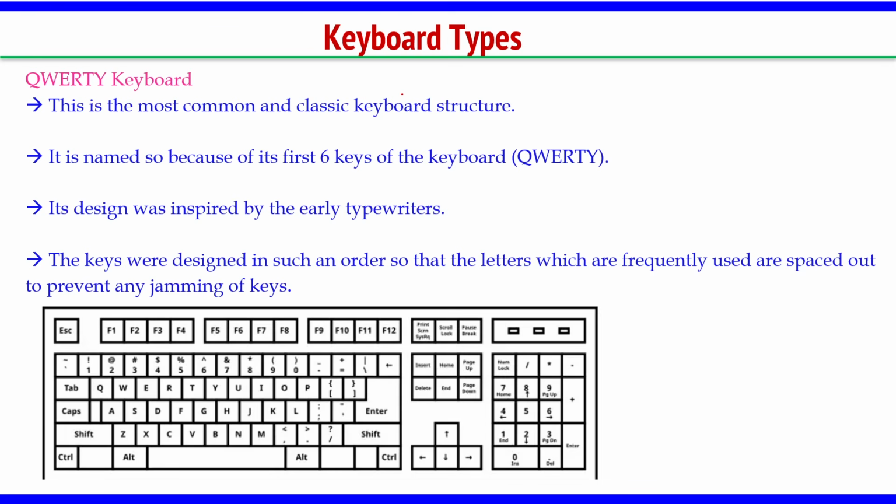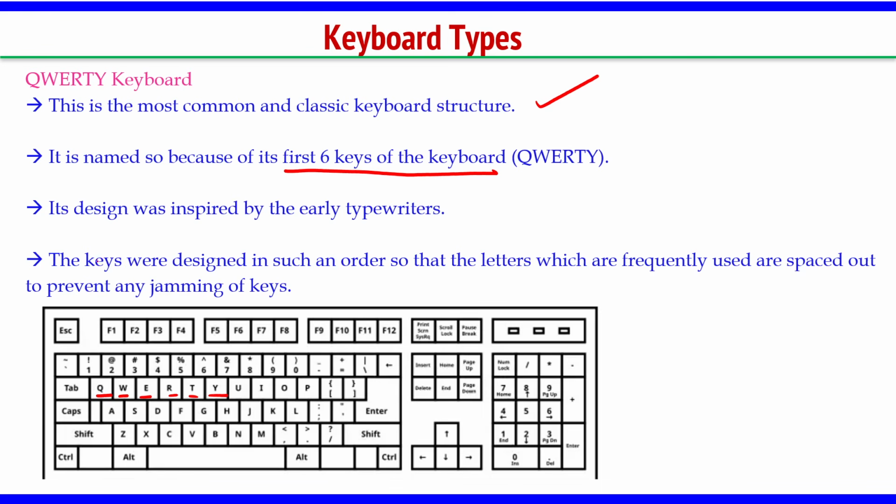So there are different types of keyboards. The first one is the QWERTY keyboard, right? This is the most common and classic keyboard structure. All the keyboards we are using today are QWERTY keyboards, right? It is named so because of its first 6 keys of the keyboard. See here, QWERTY. That's why it is called a QWERTY keyboard.